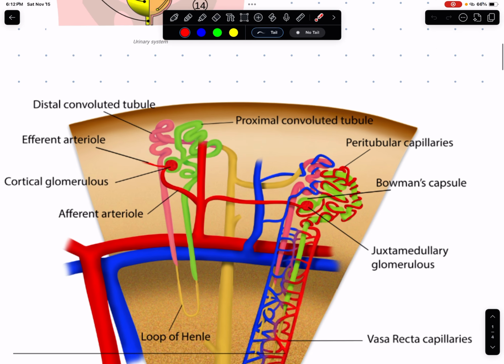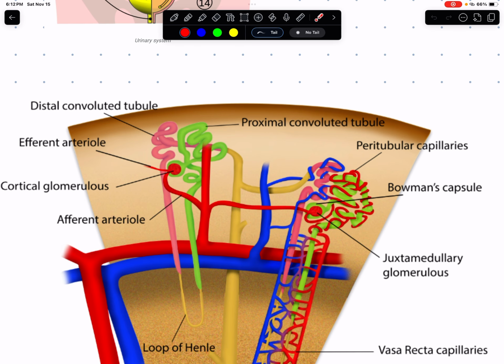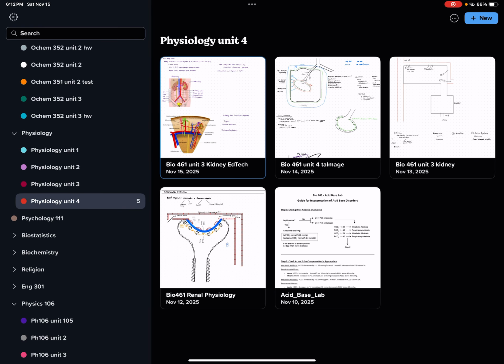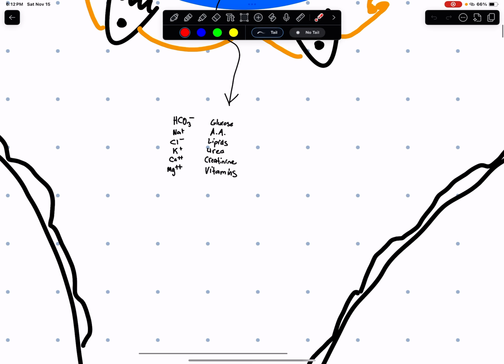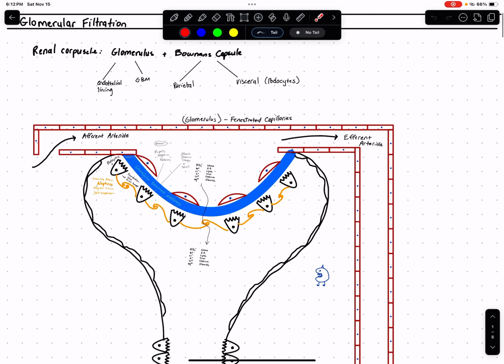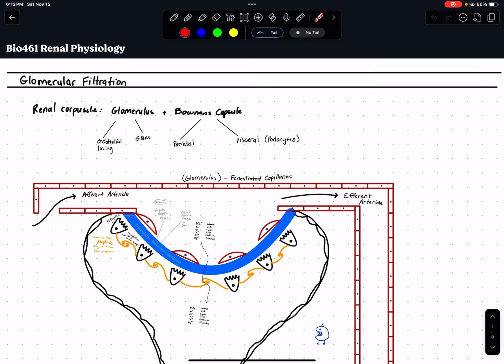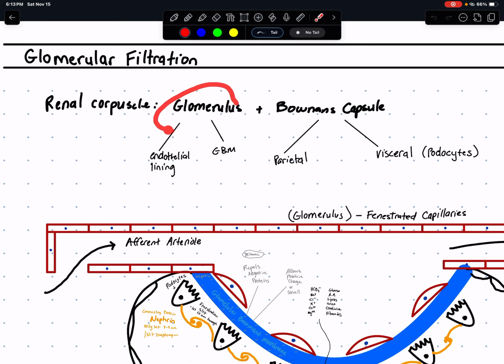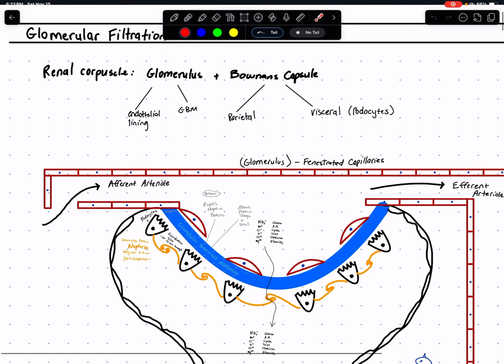So today we're going to go over a little bit of the nephron, some of the anatomical features of the nephron I have here, but it starts out with the glomerulus. So there's this thing called the renal corpuscle, which is the glomerulus plus the Bowman's capsule. So your endothelium, glomerulus blood membrane or barrier membrane, and the parietal and visceral, so your podocytes.